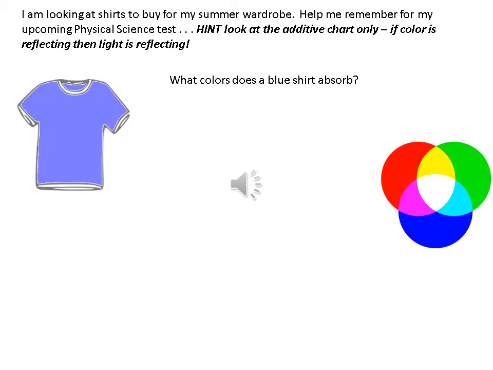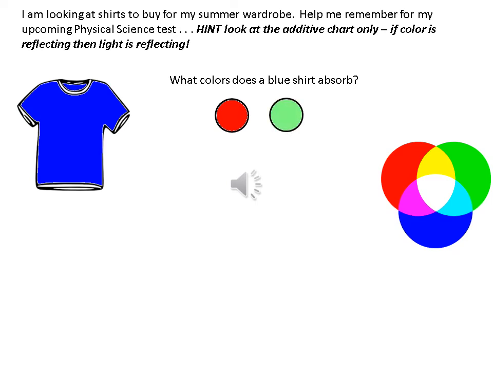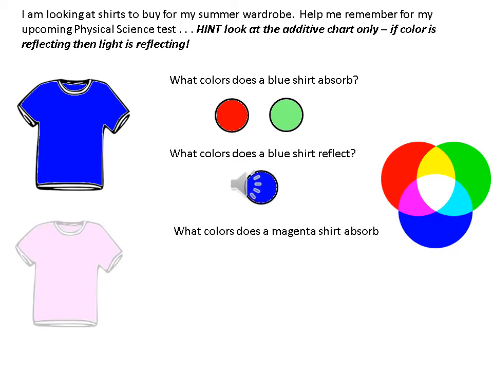What colors does a blue shirt absorb? Blue also is one of the additive primary colors, and so it is absorbing both red and green light. What colors does a blue shirt reflect? It's reflecting blue light. Now we're going to move on to the secondary colors on the additive chart.